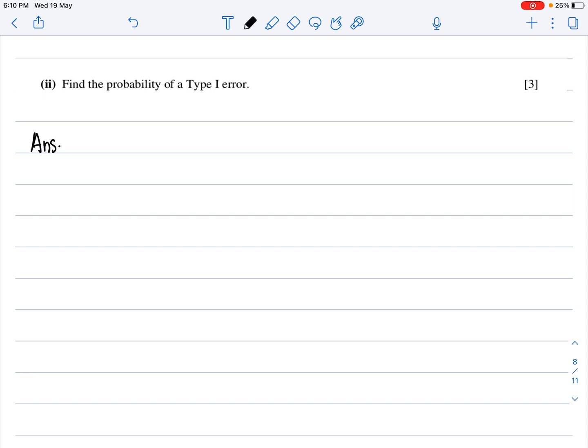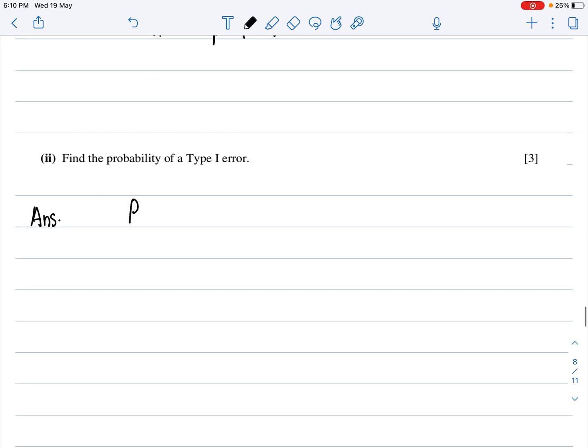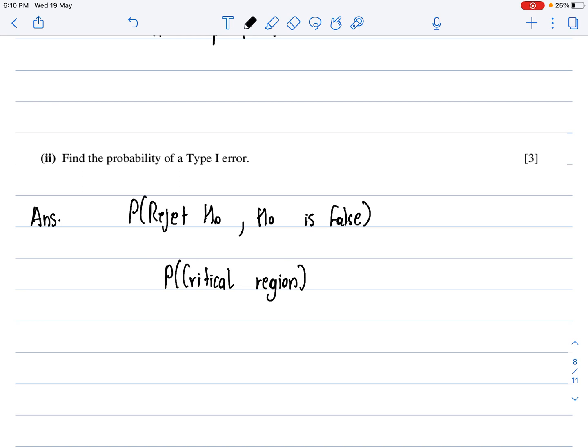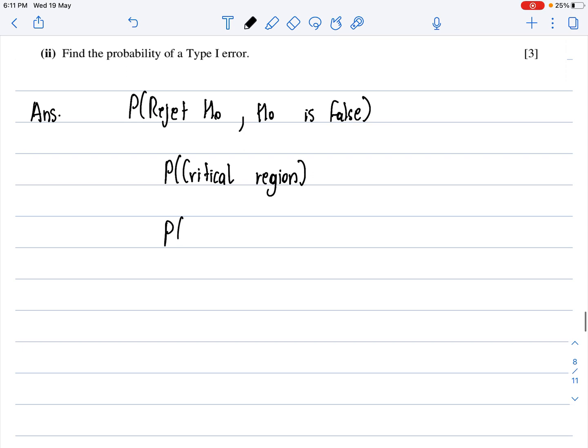A type 1 error basically means the probability of rejecting H null, the null hypothesis, when the null hypothesis is true. So I can basically say it's the probability of the critical region. The critical region basically means the region from where the rejection starts. So the rejection starts if the number which includes the offer is less than 2. So basically the probability of x being less than 2.